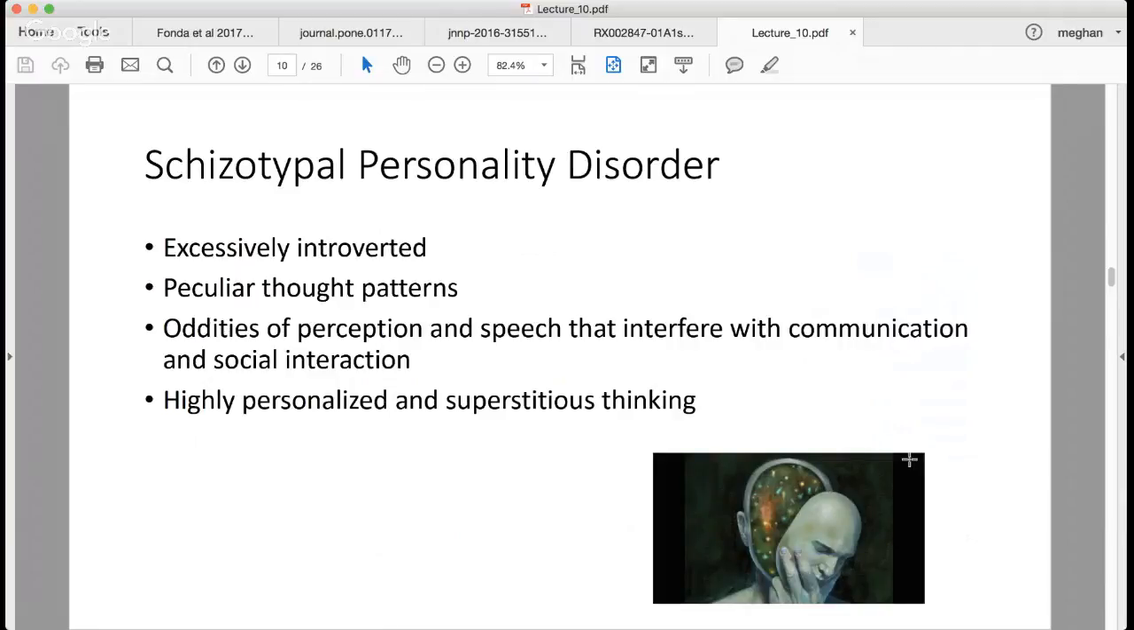Schizotypal personality disorder is associated with extreme introversion, sensitivity, and eccentricity. There are pervasive social and interpersonal deficits, oddities and eccentricities in communication and behaviors, and other cognitive problems like ideas of reference, odd speech, and paranoid beliefs.